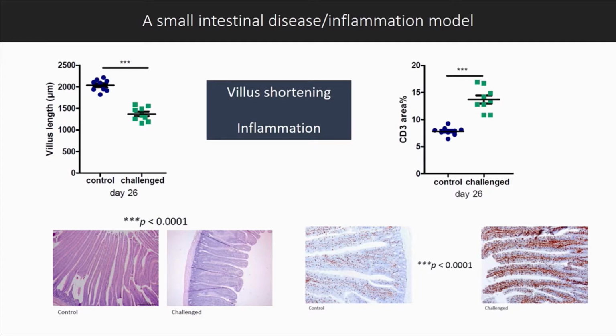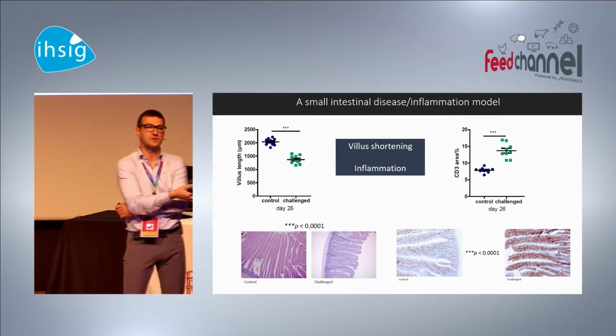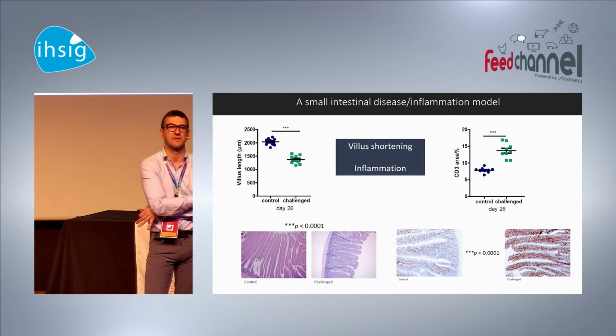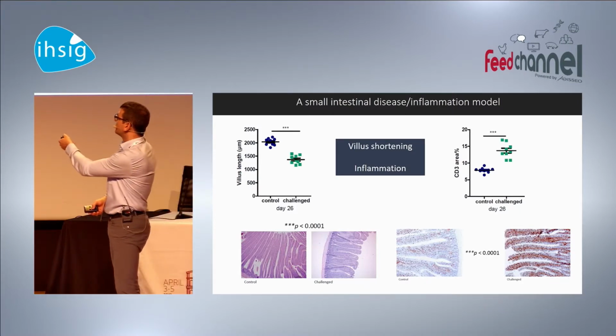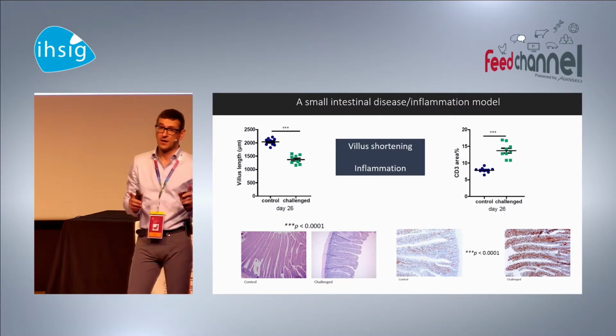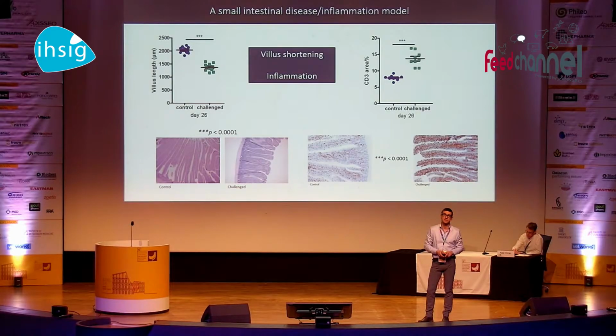Just showing you this data to tell you that this is a model that you can use to identify potential biomarkers. That's basically what I'm saying here, okay? What you see here on the left, this is the villus length decrease. It goes from over 2,000 to 2,500 micrometer in the duodenum, which is quite strong. It's a 25% reduction in villus length.